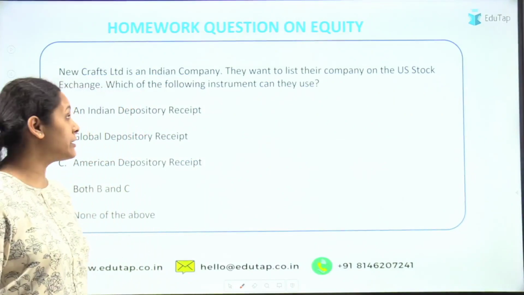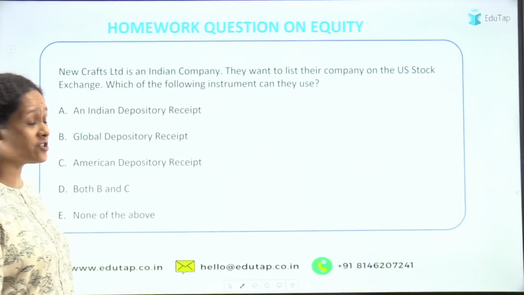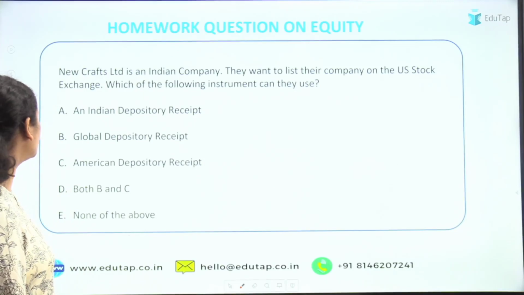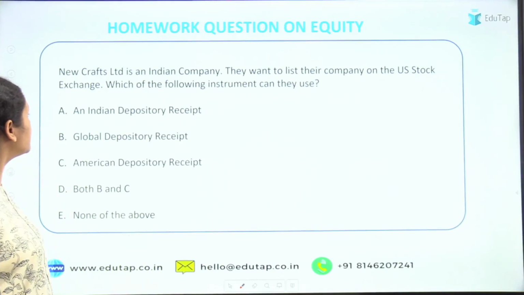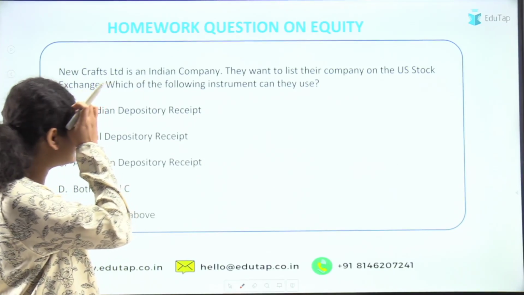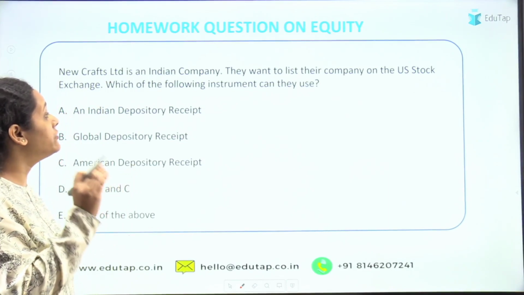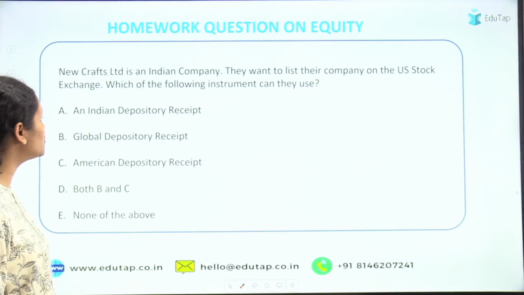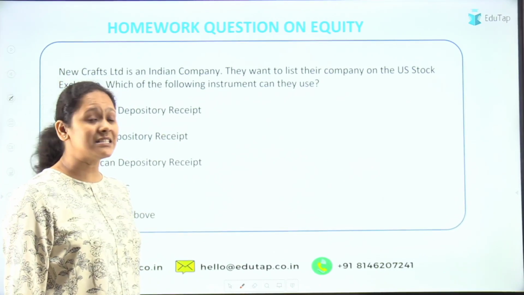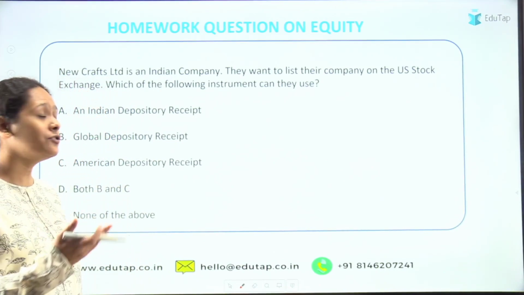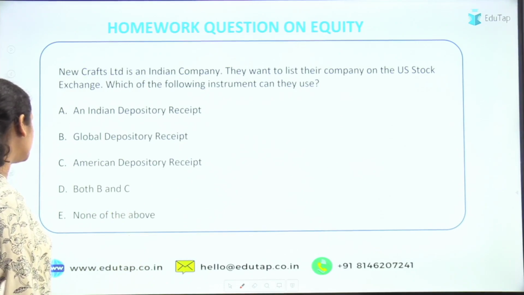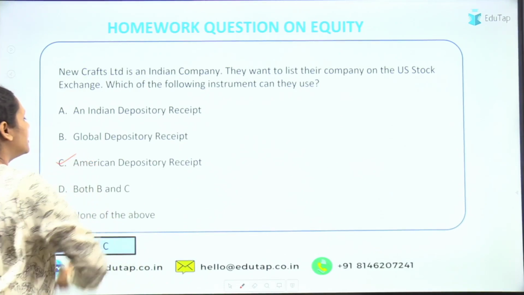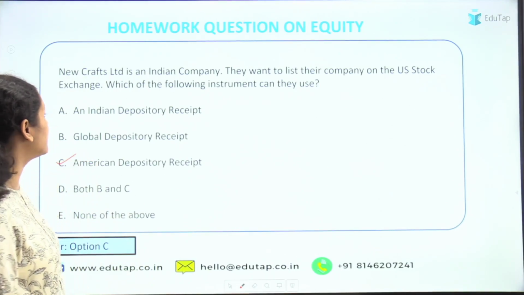Now, yesterday we had ended the session on equity with a homework question. The question says that Newcraft India Limited is an Indian company. It wants to list its company on the US stock exchange. Then which of the following instruments can it use to do so? The correct answer to the question is option C. It is American Depository Receipt.